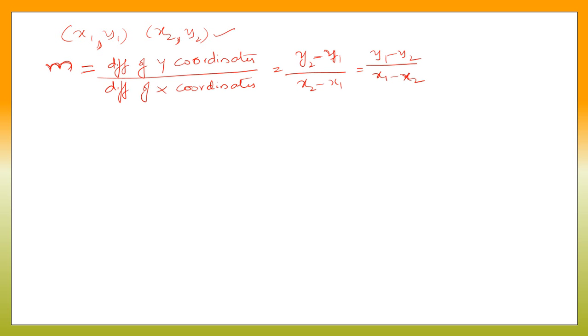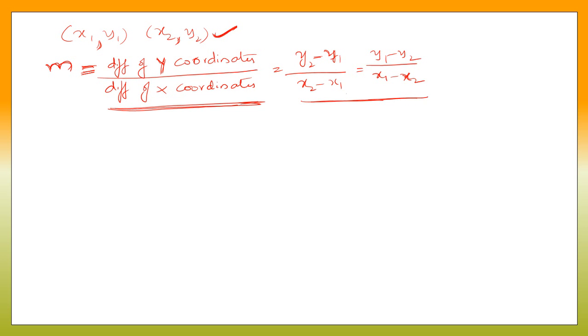This particular formula is applicable when 2 points are given. When 2 points are given, you can find the slope by using this formula, or simply remember it as the difference of y coordinates by the difference of x coordinates. You need to consider the same order. If you are taking 2 minus 1, then in the denominator you also need to take 2 minus 1, or if you take 1 minus 2, then in the denominator you also take 1 minus 2, right?